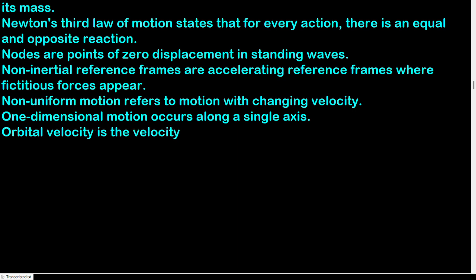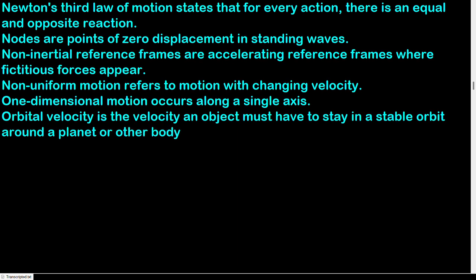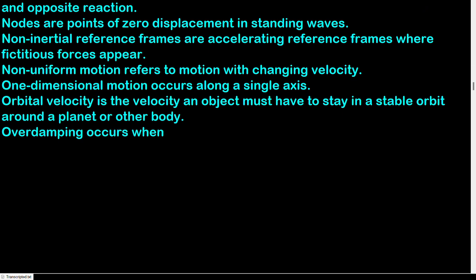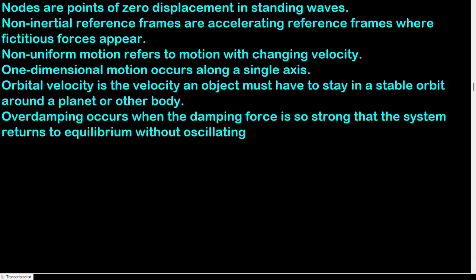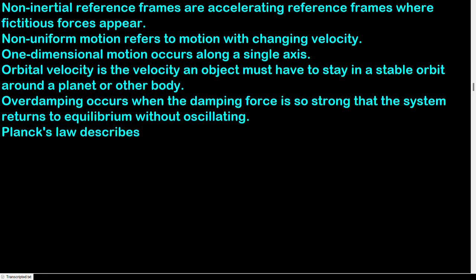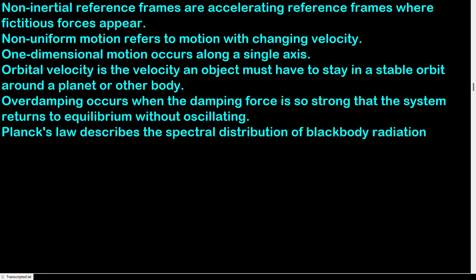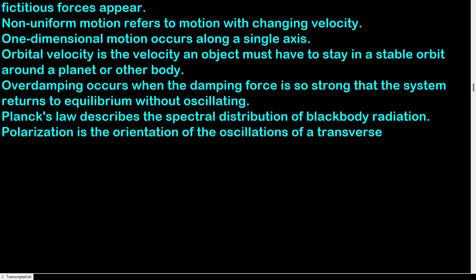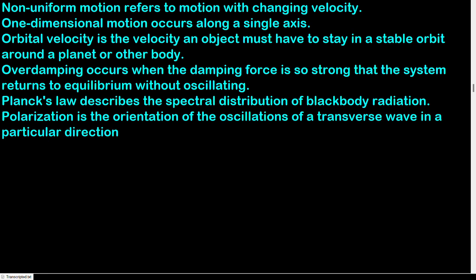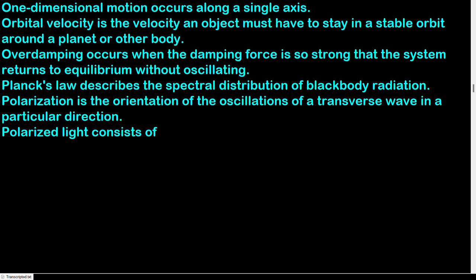Orbital velocity is the velocity an object must have to stay in a stable orbit around a planet or other body. Overdamping occurs when the damping force is so strong that the system returns to equilibrium without oscillating. Planck's law describes the spectral distribution of blackbody radiation. Polarization is the orientation of the oscillations of a transverse wave in a particular direction. Polarized light consists of waves vibrating in a single direction.